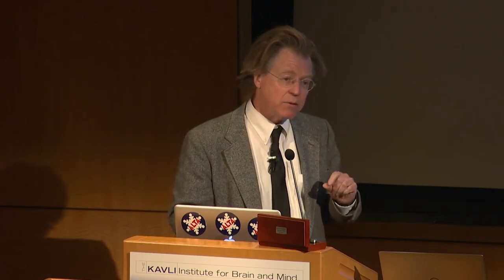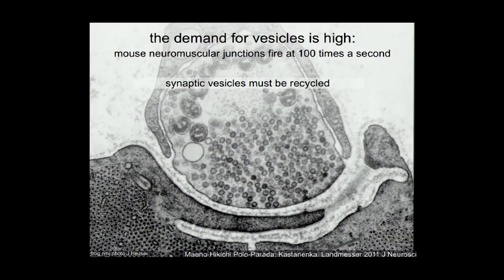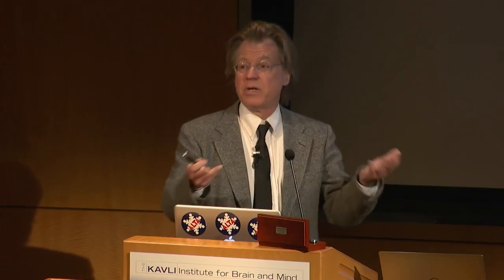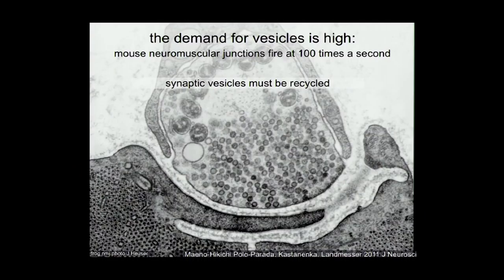But Tom and John also recognized that there was another problem. And that is that there was a limited number of synaptic vesicles at a synapse. And so at a neuromuscular junction, maybe there's 300. And a mouse neuromuscular junction can fire at 100 times a second. So at these rates, you could see that the synaptic vesicles could be rapidly consumed, and then you would exhaust the synapse and it would no longer be functional. And so they then were convinced that these synaptic vesicles had to be recycled locally. It would take a week for vesicles to be transported down the axon to replenish a synapse. So there had to be local recycling.